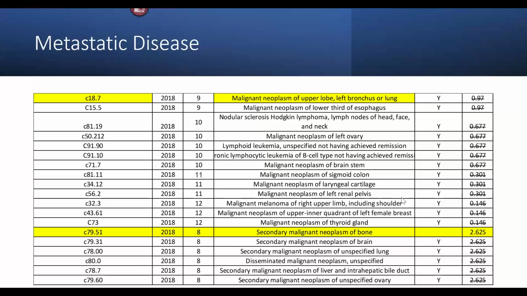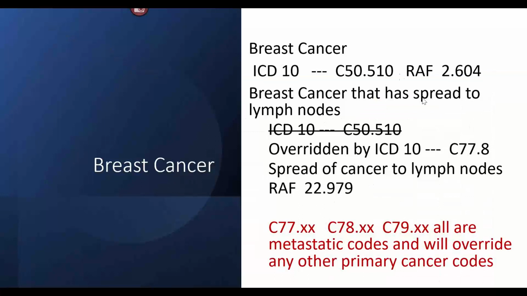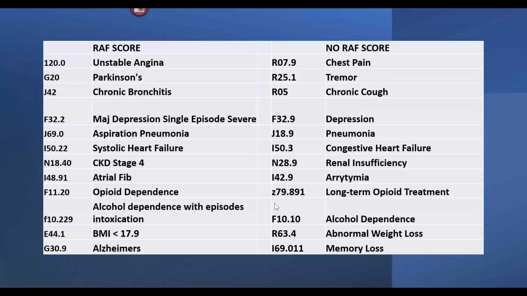It's 22.6, or almost 10 times the risk score for the HHS for just having a primary tumor in the breast, colon, and prostate. So again, just as that example, if you have breast cancer, again, the HHS model, you're going to get a RAF of 2.64. That breast cancer is spread to the lymph nodes. Well, guess what? That diagnosis is still there, but it's overridden by the C77.8 where it's spread to the lymph nodes. Now you get a RAF score of 22.6. 0.979. So any of the C77, C78, C79 metastatic codes are going to overrule the other codes, but you always want to include both of them.